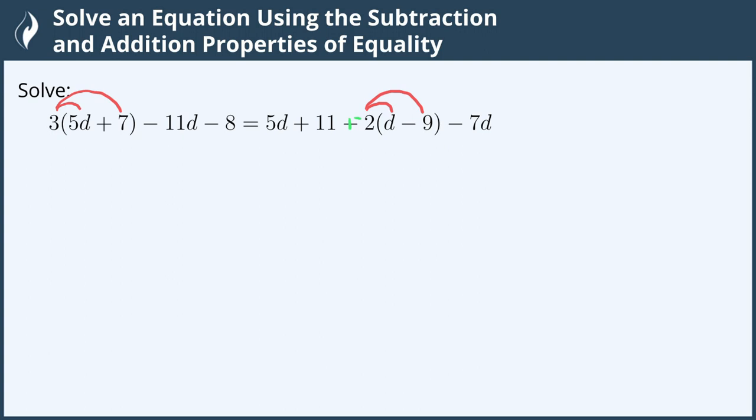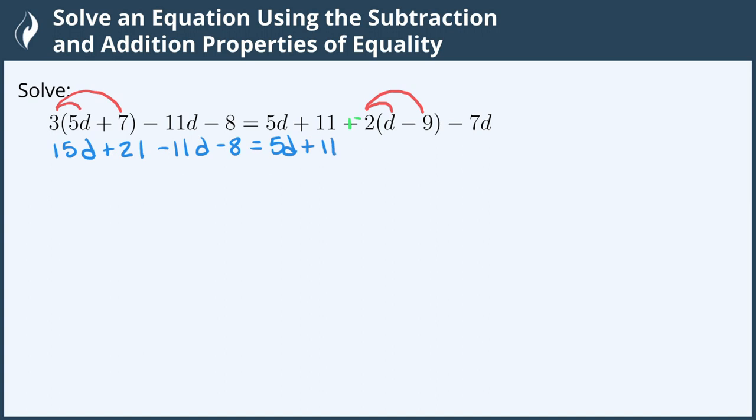So on the left side, we end up with 3 times 5, which is 15d. And 3 times 7 is positive 21. And then we'll copy the rest down since we didn't do anything with those. Same here. Now let's distribute the negative 2 in.